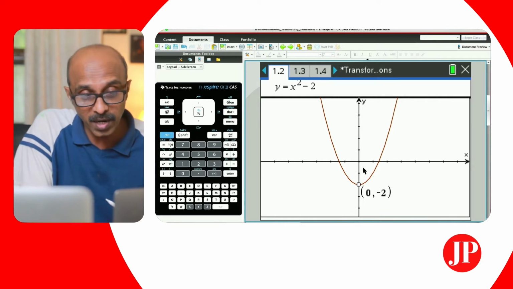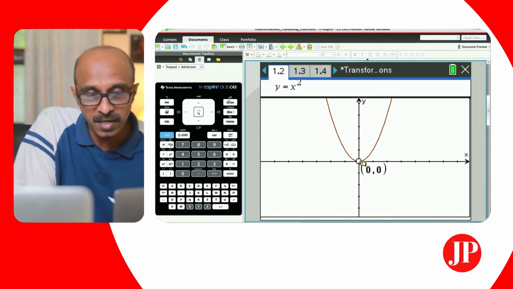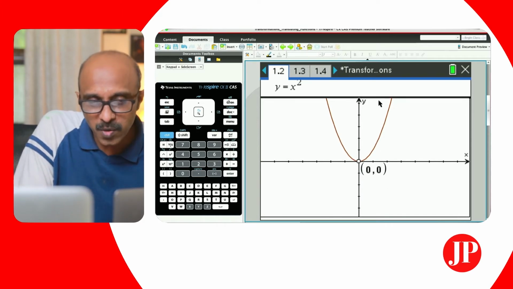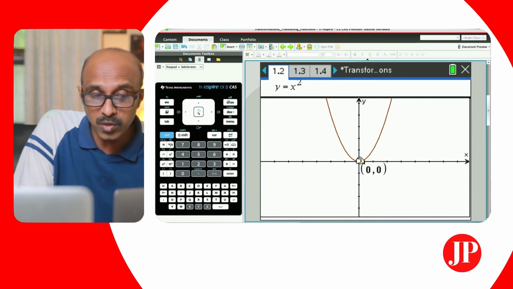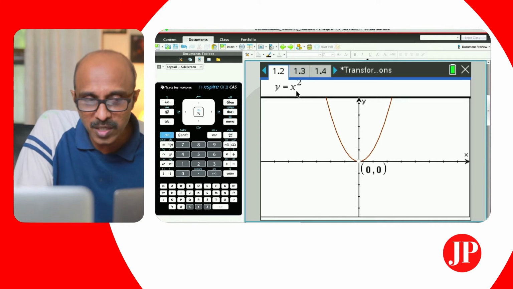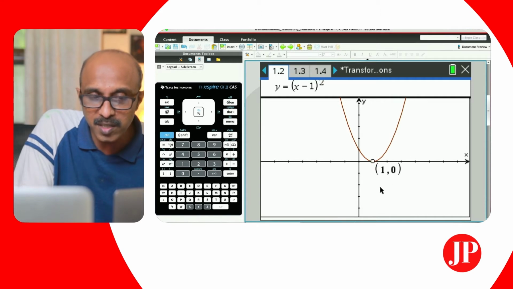Now, let's look at what happens when we move this vertex horizontally. So let's bring it back to the original position. Now the parent quadratic has its vertex 0, 0 at the origin. Now let's try and move the vertex horizontally. Notice what's happening to the equation. Keep your eyes on the equation y equals x squared. When I move the vertex to the right by 1 unit, the vertex becomes 1 comma 0. But take a look at the equation.